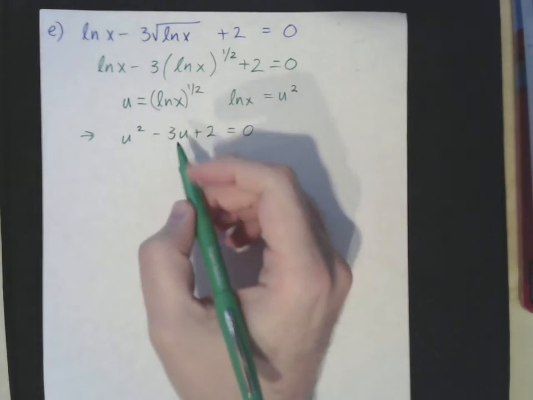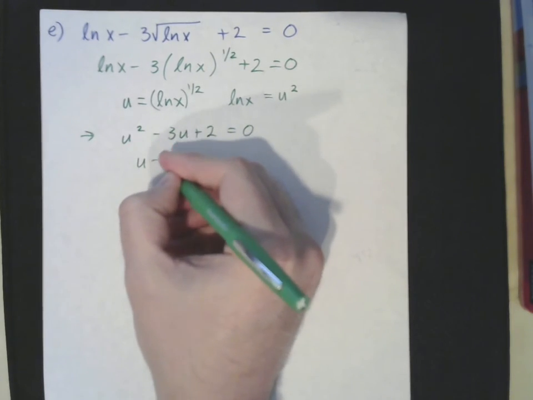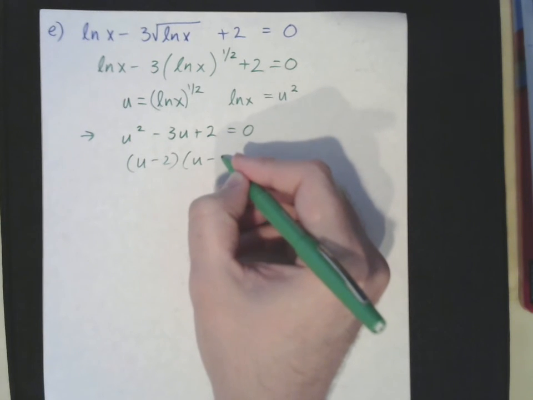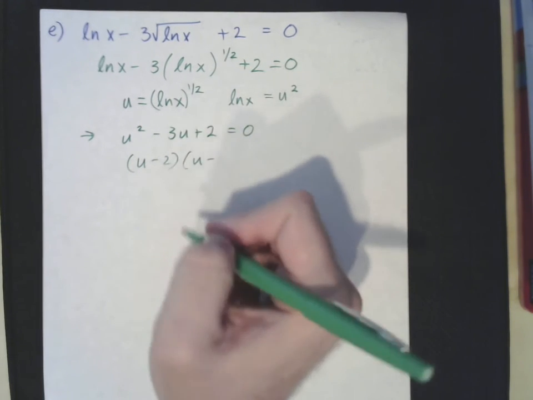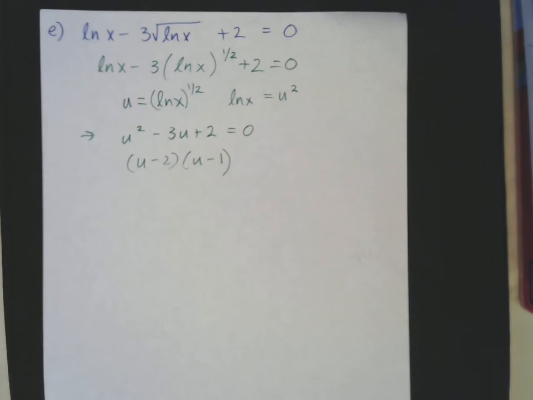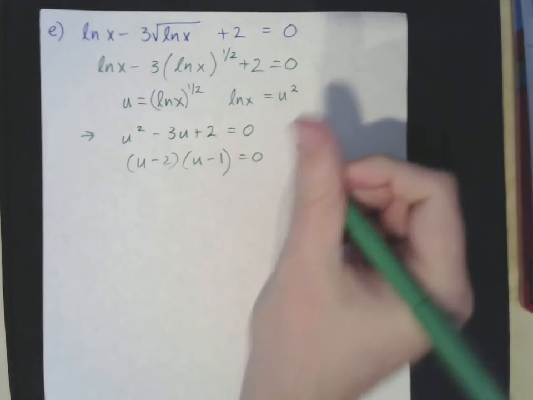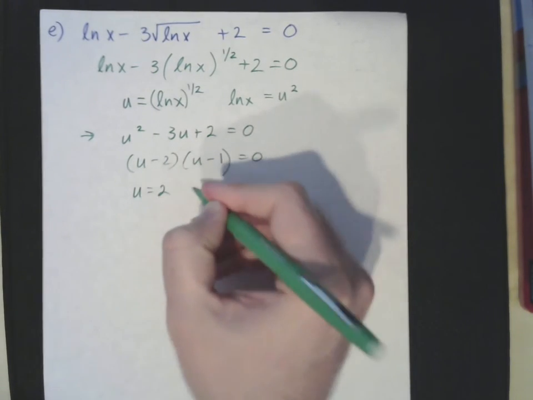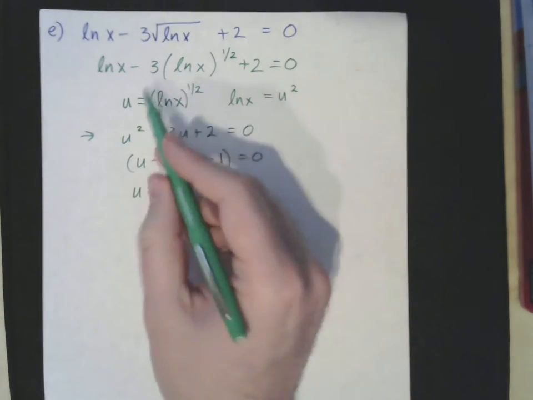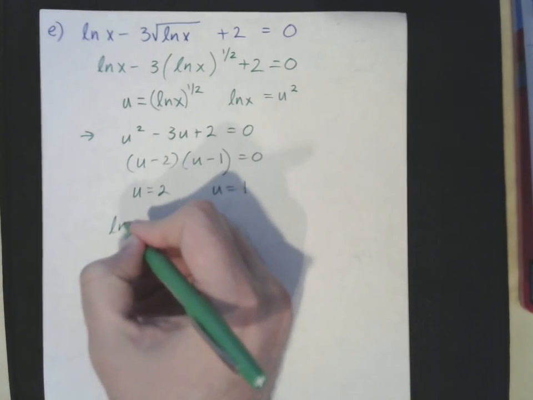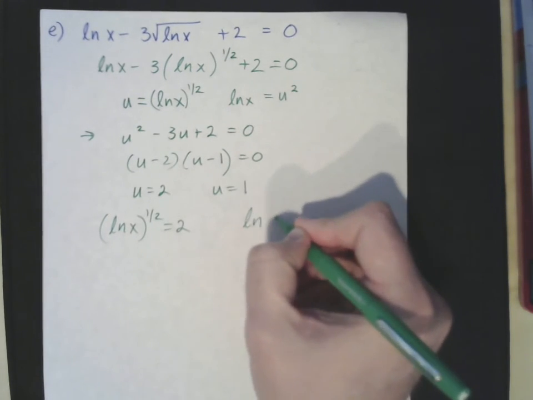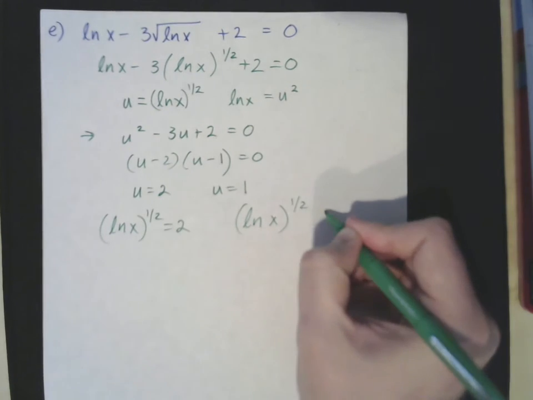And what multiplies to 2 and adds to negative 3? That's u minus 2 and u minus 1. This equals 0. So u equals 2 or u equals 1. And just as we did before, we're going to substitute back to what u is. So (ln x) to the 1/2 equals 2, or (ln x) to the 1/2 equals 1.